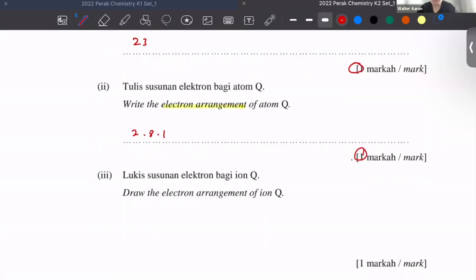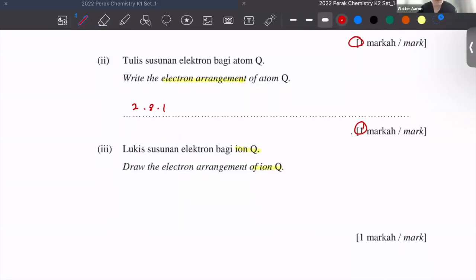And number 3 says draw the electron arrangement of ion Q. Ion Q means after it releases its electrons, because they're referring to an ion, not an atom. Q has already formed an ion after releasing electrons. Since it has only 1 valence electron, it should technically release only 1 electron to form a positively charged ion. To do that is very simple. You just draw 3 circles.